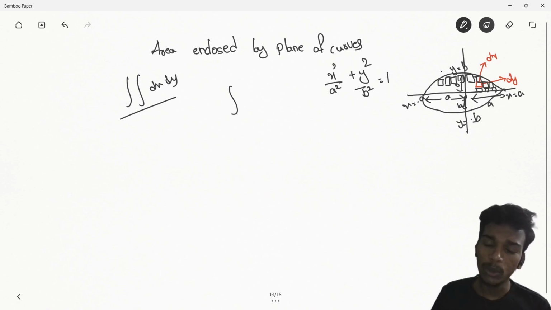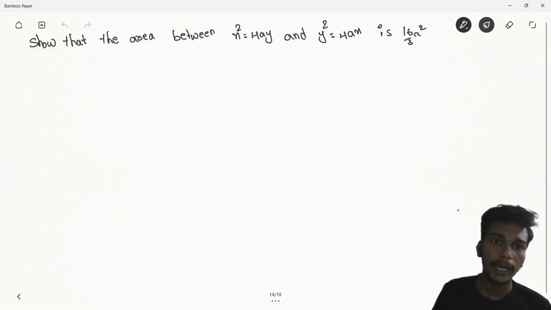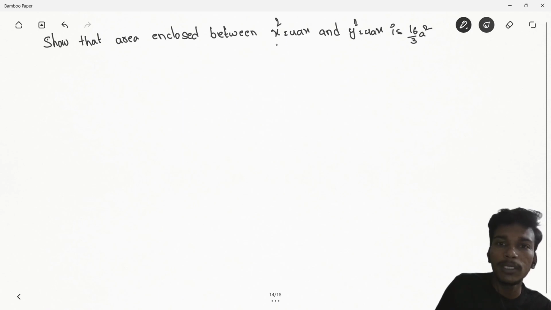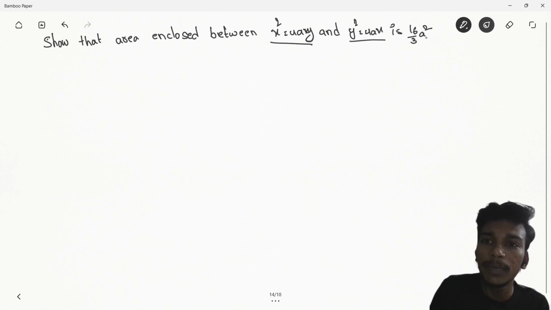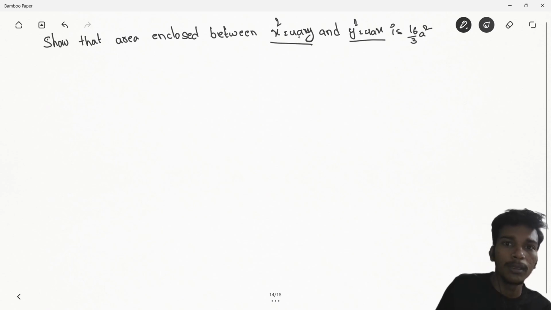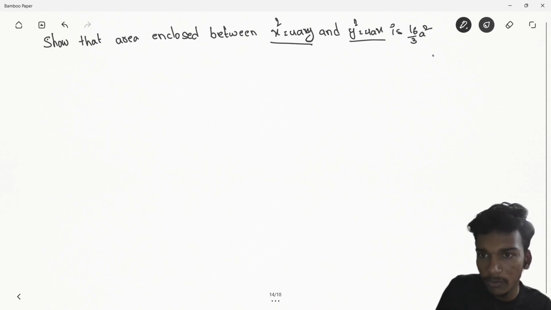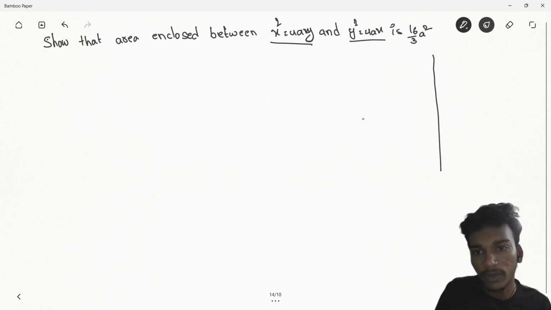Just look at an example, then we are going to get a clear idea about it. In the problem, it's given: show that the area enclosed between x square is equal to 4ay and y square is equal to 4ax is 16 by 3 a square. To find the area enclosed between these curves, we have to know the region first. So for knowing the region, we will draw graphs of the two functions.